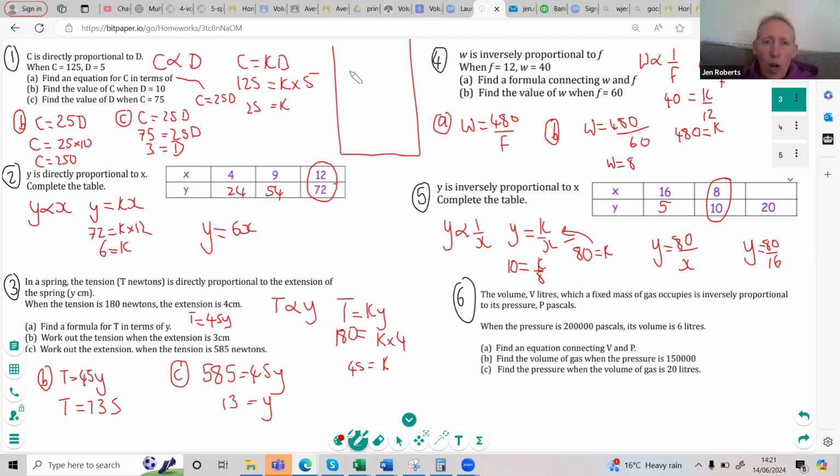We know that Y is 20 this time, so 20 equals K over X. Times both sides by X. Oh, sorry, we know K, don't we? K is 80. So I put it in the wrong formula there. That should have been 80. Just change that. How do we get X? Divide both sides by 20. So X is 4.